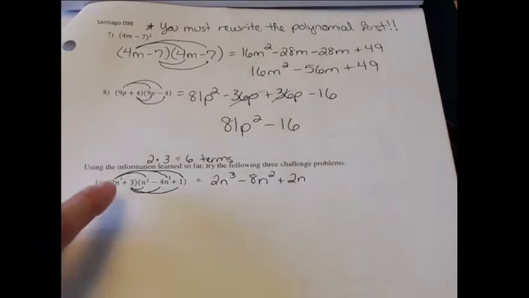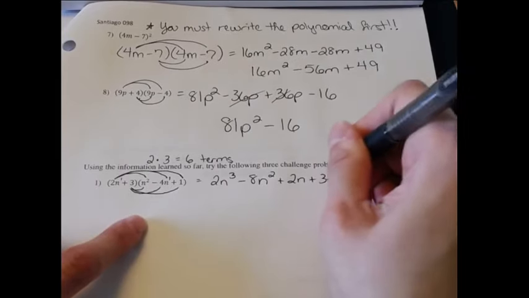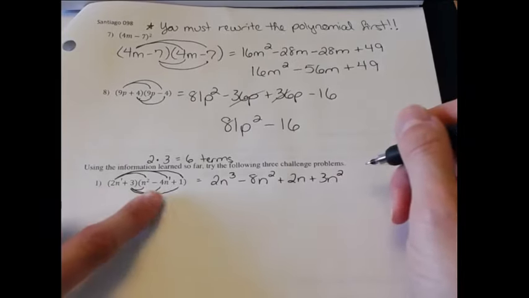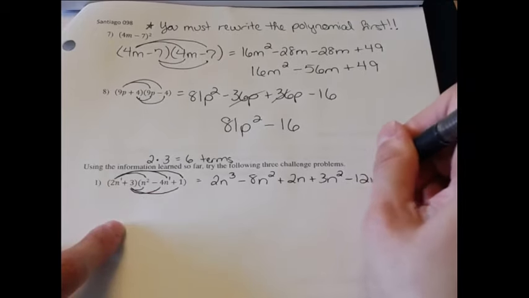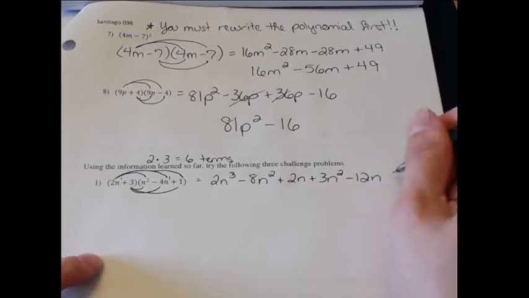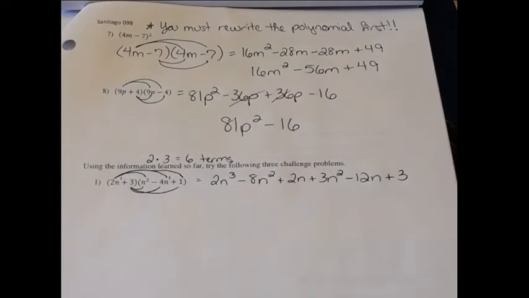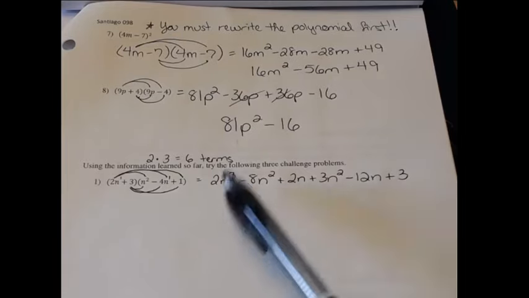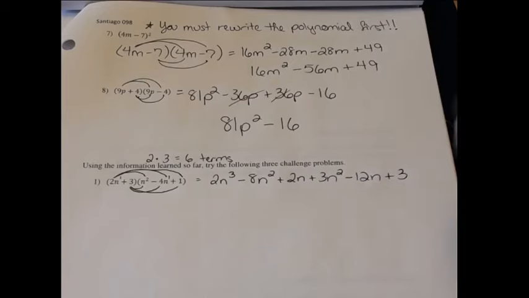Same exact idea. 3 times n squared is 3n squared. 3 times a negative 4n is negative 12n. 3 times a positive 1 is positive 3. Excellent. Take a second. Take a look at how many terms we have. 1, 2, 3, 4, 5, and 6. So we expected that when we multiplied a binomial with a trinomial that we would have 6 terms, and that's exactly correct.